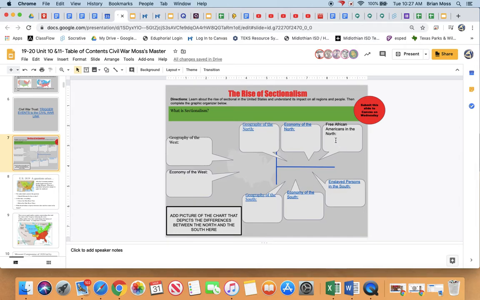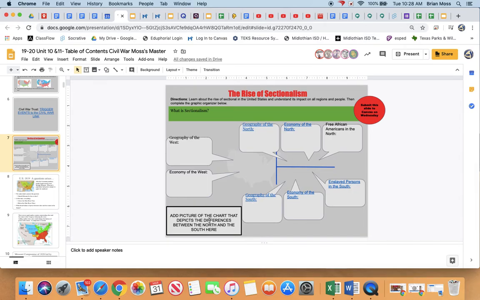In the North, slavery was illegal. Make sure you read through these little links and give me a quick little note on the African Americans in the North. Give me a quick little synopsis, from clicking this link, on the enslaved persons in the South. The economy in the South, how did they make money? We've already been over this a lot. You should know how they made money there. What did the geography look like? You live in the South, so you should know what the geography of the South looks like.